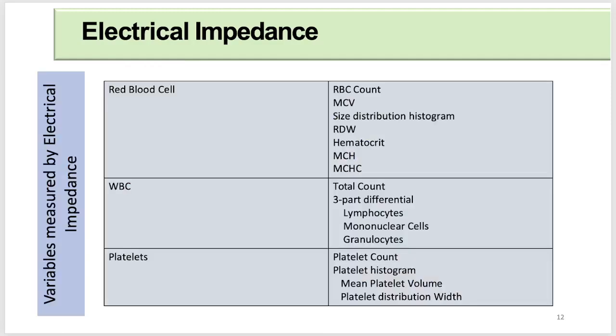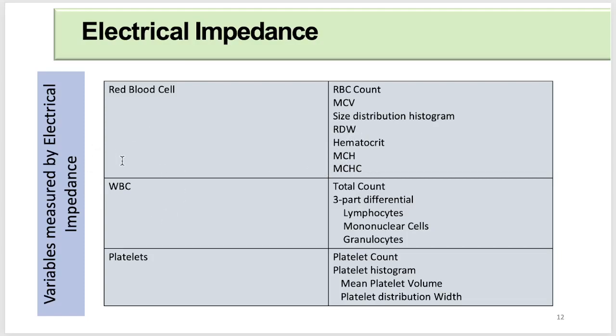So these are the different variables measured by your electrical impedance. Meron tayong parameter sa ating red blood cell, parameter sa ating WBC, parameter sa ating platelet. So ito yung tinatawag natin na mga parameter sa RBC: red blood cell count, your MCV, your size distribution histogram. Don't worry, we will discuss histogram later again. Your red cell distribution width, your hematocrit, your MCH, and your MCHC.